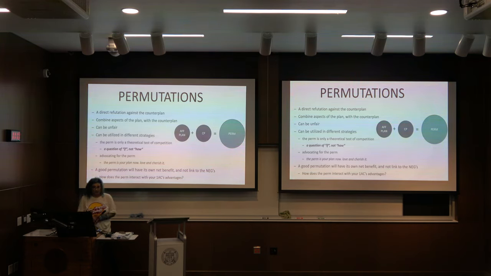You're okay. So this is super, super important, which is why it's bolded, but the perm is only a theoretical test of competition. A question of if and not how. So going back to the example of my pizza and my friend's salad, if I say, okay, perm, let's get pizza and salad, it doesn't matter if we can't figure out where the pizza and the salad is, right? One, places like that exist. You just get a combo or something. But it's just theoretical, it's an if.